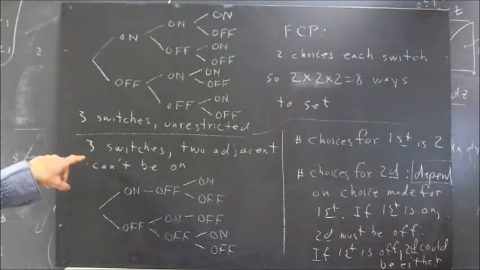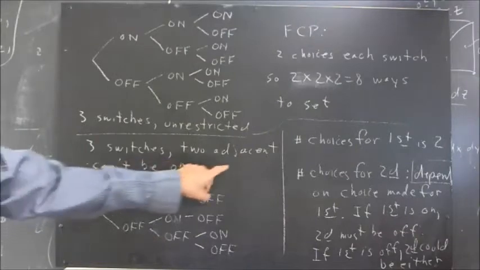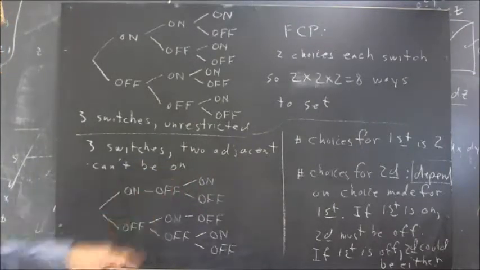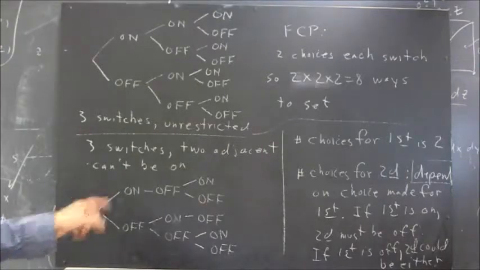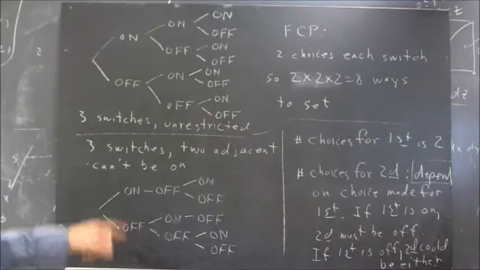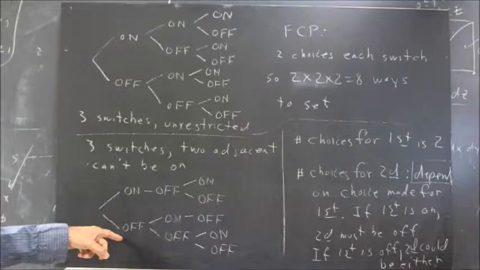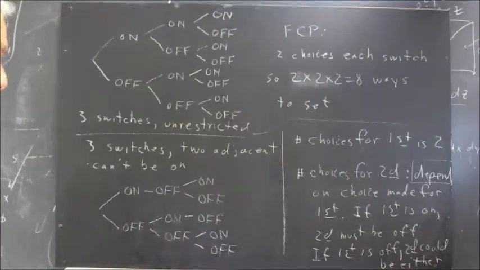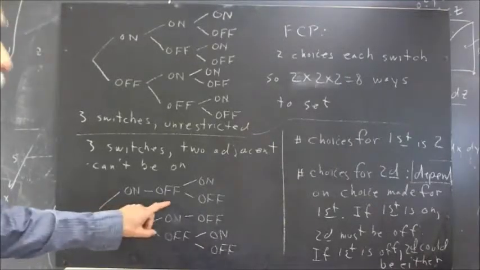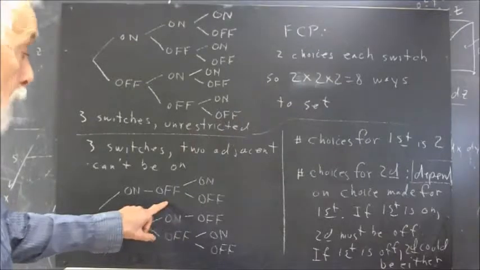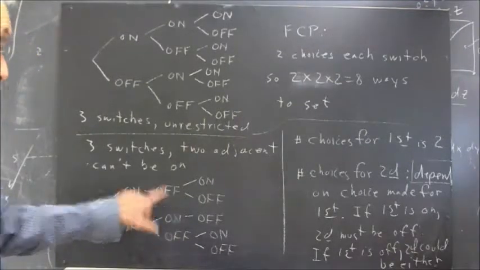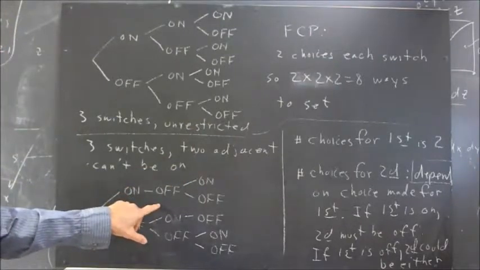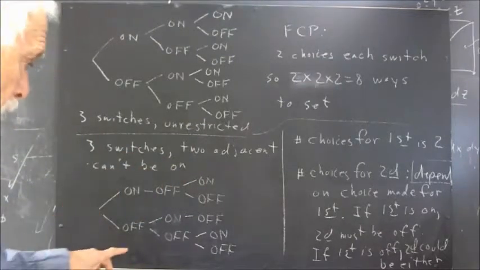Okay, so, well, here we go. Three switches, two adjacent can't be on. You can't have two adjacent switches on. So the first switch could be either on or off. There's no restriction at that point. The second switch, well, if the first switch is on, the second switch can't be on. It has to be off, because if the second switch was on, you'd have two adjacent switches being on, and we're not allowing that.